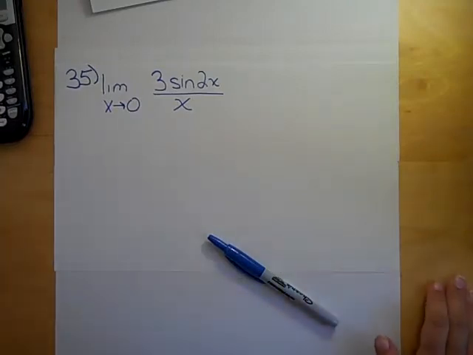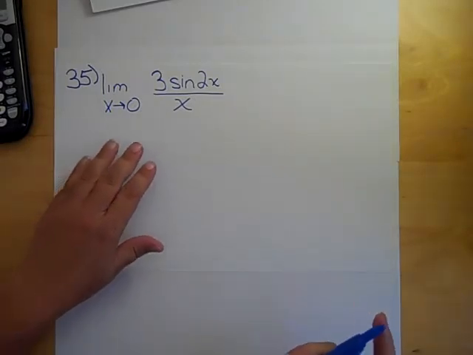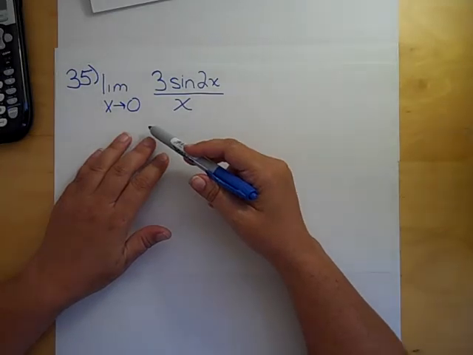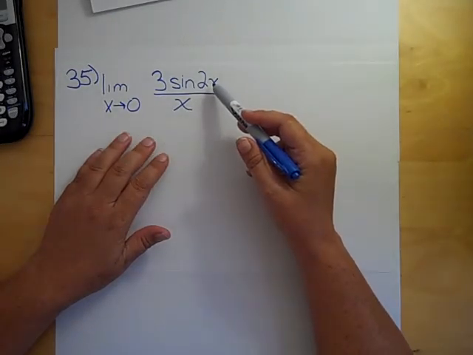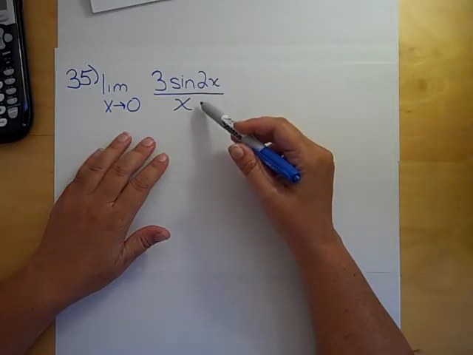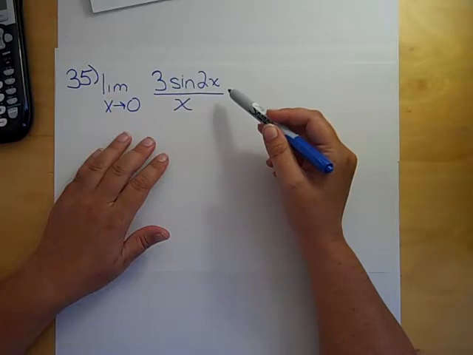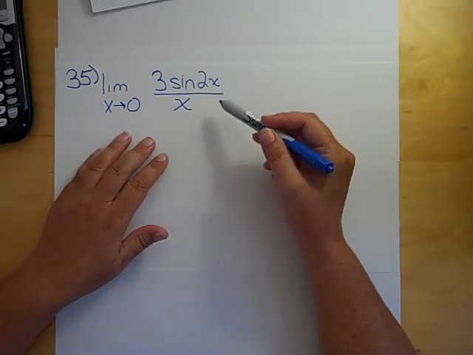Okay, let's continue with 35. Number 35 asks us to find the limit as x approaches 0 of 3 sine 2x over x. Now if I fill in 0, I get sine of 2x equals 0. So that'll give me a 0 in the numerator and a 0 in the denominator. When I get 0 over 0, it means there's a hole in the graph and there's more I can do.